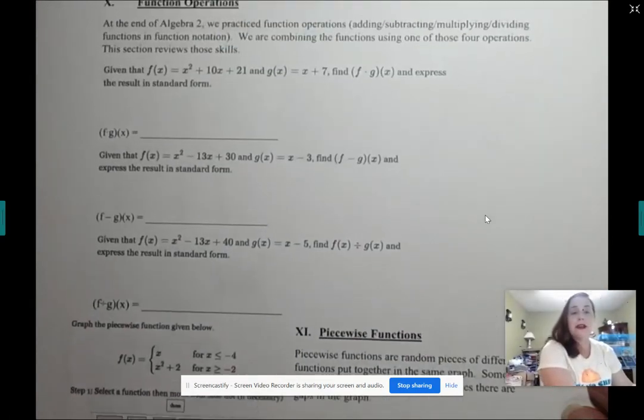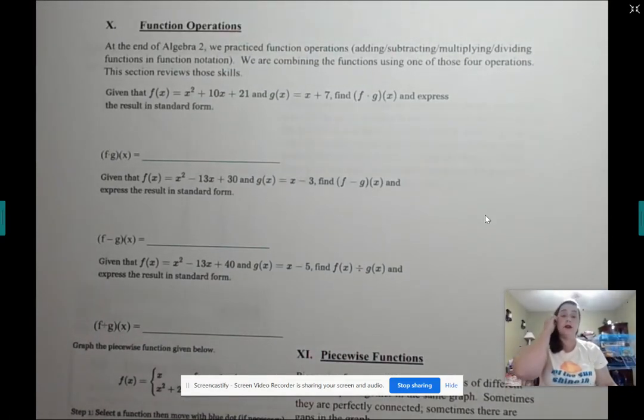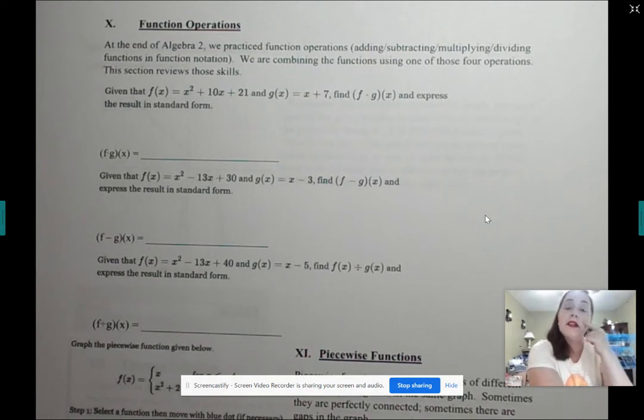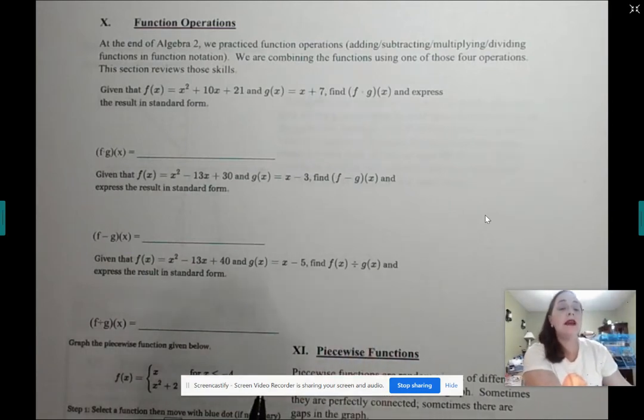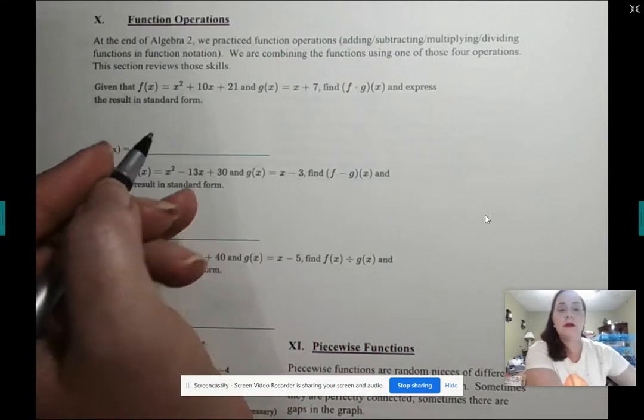All right, function operations. We talked about this at the end of Algebra 2 when we did some operations: adding, subtracting, multiplying, and dividing functions. That's what we're doing today. So we're just combining the like terms, the things that we can, with addition and subtraction, and then multiplying using our multiplying polynomials strategies, and then dividing, we typically divide by factoring. That was the easiest way to do those.